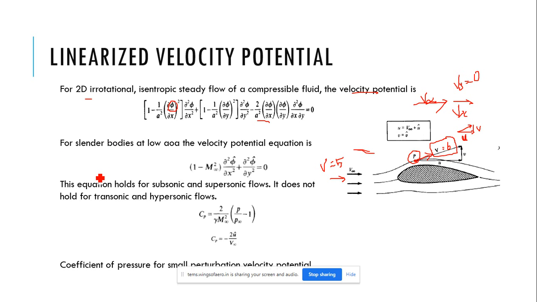Then the velocity potential equation for slender bodies at low angle of attack, we will be finding the equation like (1 minus M infinity squared) into dou squared phi by dou x squared plus dou squared phi by dou y squared equal to 0. So this is the linearized velocity potential equation that we will be using. This term 1 minus M infinity squared only we are considering as beta. Normally we will be writing square root of M infinity squared minus 1 as beta, because from Ackeret's theory, which you won't see here, but I will just mention Ackeret's theory also here.